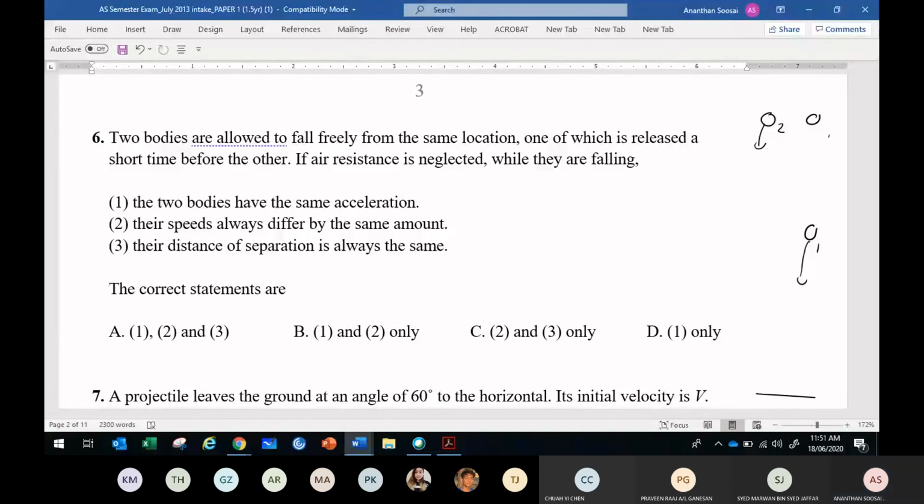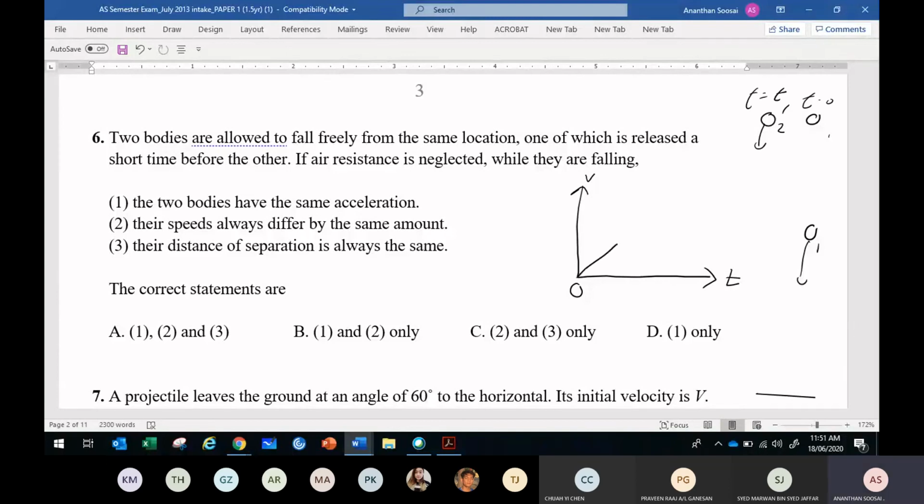Okay, so best is to draw the VT graph. You draw the VT graph, you can visualize the answer. Can you draw the VT graph for both bodies? First body, how is the VT graph for the first body? Let's say it is dropped at time 0. T1 drop and the time is 0. T2 drop and the time is T1. So for the first body, how does the graph look?